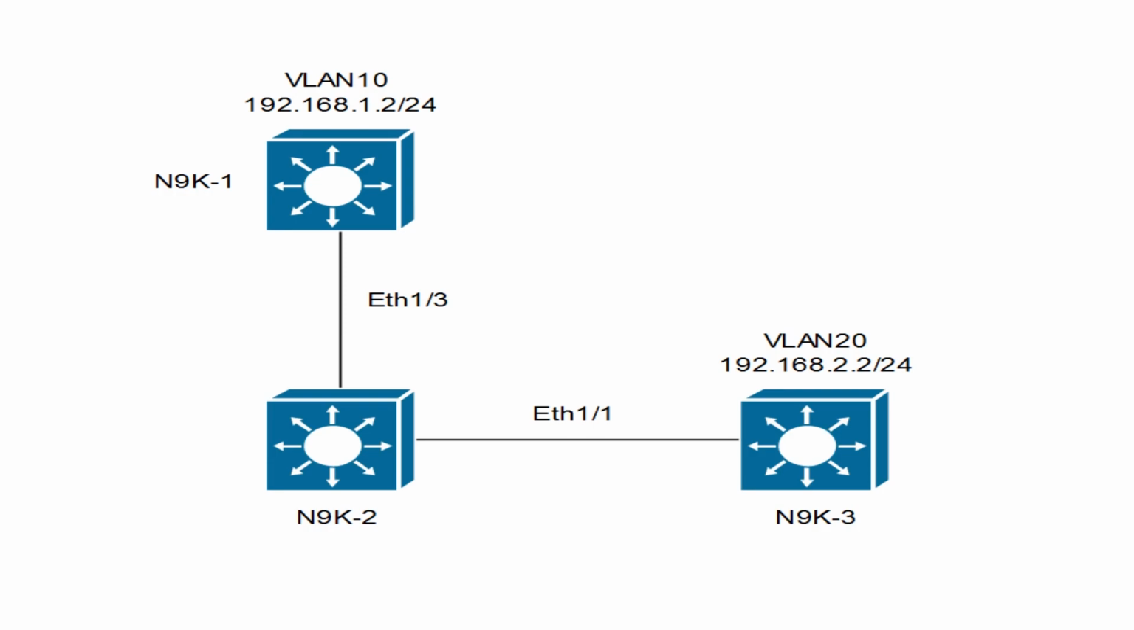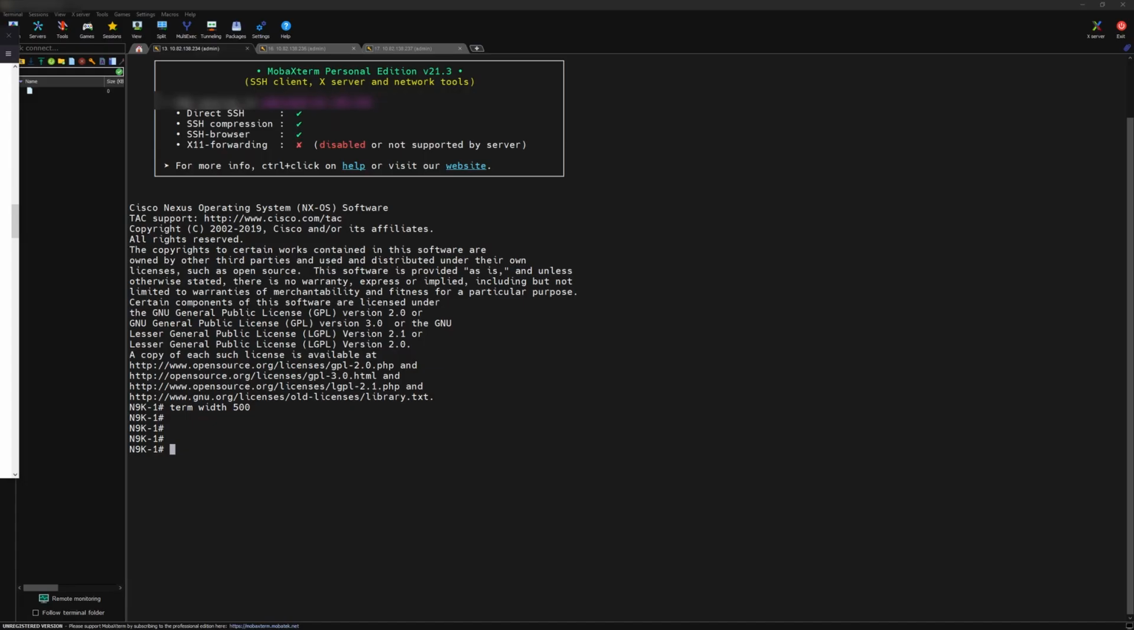Here is the topology that we're going to be using for this video. We're going to be pinging between N9K1 and N9K3, sourcing from VLAN 10 to VLAN 20. Then we're going to be performing an ELAM at N9K2 and then reviewing the results. Okay, so let's get started with the ELAM capture.